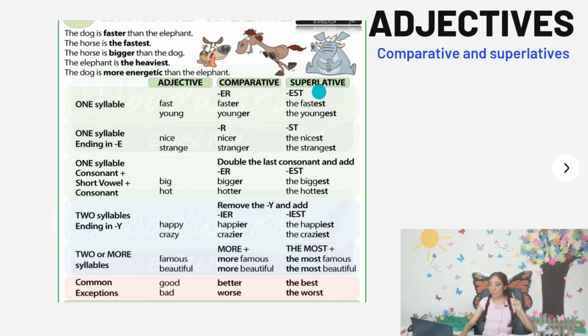Remember, it's always important to write the in superlatives. The fattest, the youngest, the nicest, the strangest, the biggest, the hardest, the happiest, the craziest, okay? Every time, if it's a superlative, you need to add the: the happiest, the most famous, the most beautiful, the best, the worst, etc. Okay? And remember the common exceptions, like irregular adjectives. Better, the best. Worse, the worst, okay? So that's pretty important for us to know.